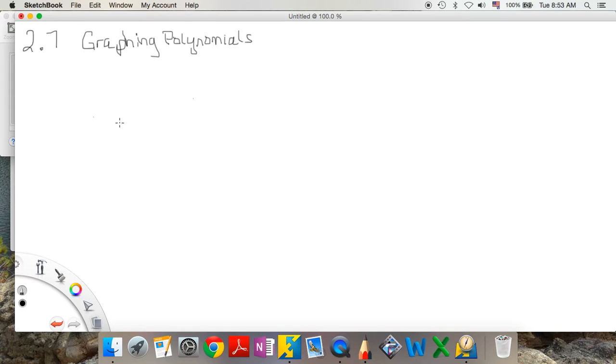Section 2.7 deals with graphing polynomials. Now, a lot of this we'll do on the calculator, but there are times when your calculator will show you a graph and it's not entirely accurate just because of the way the pixels work on the screen and things like that. So you need to be able to graph them by hand as well. So, polynomials. You know what a polynomial is, and we're going to talk about their pictures.